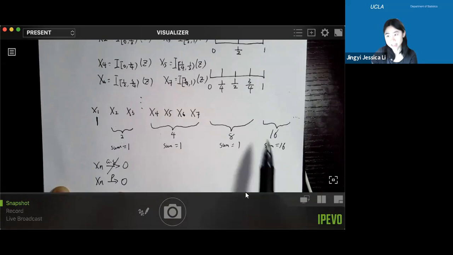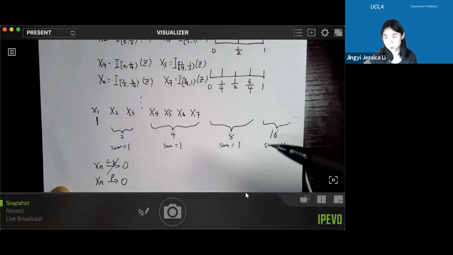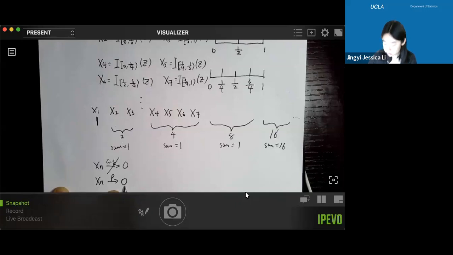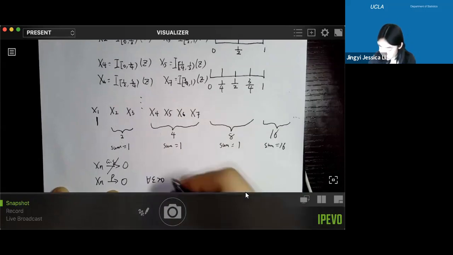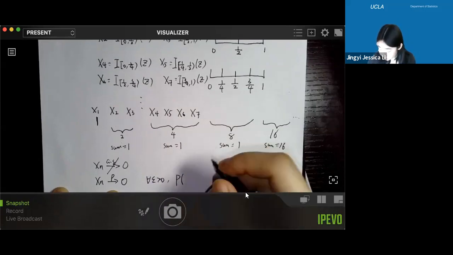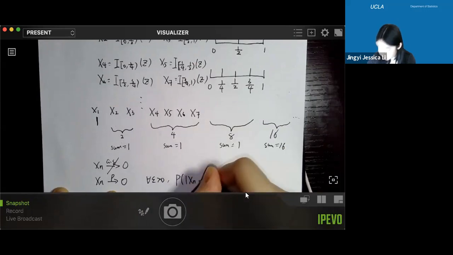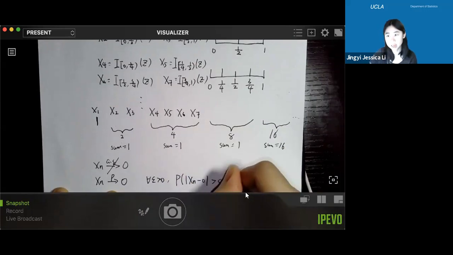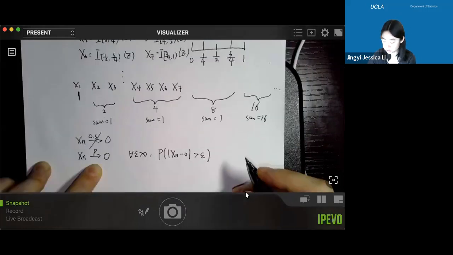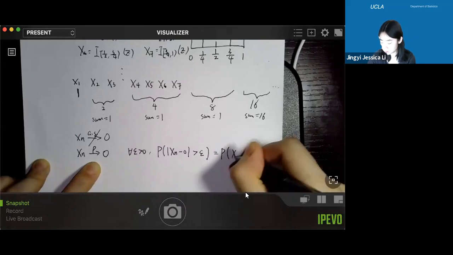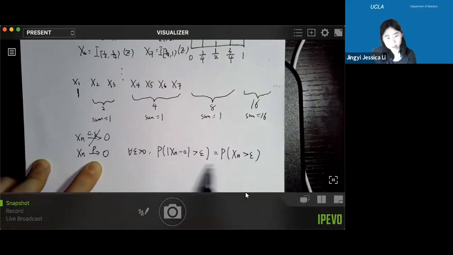We fix an x and n, and we look at all the possible xn and what proportion of those xn is far away from 0 by distance epsilon. So given epsilon, what is the probability that xn minus 0 is greater than epsilon? Because my xn are non-negative, and 0 is 0, I can simplify this to the probability that xn is greater than epsilon. So in this special case, these two things are equal.